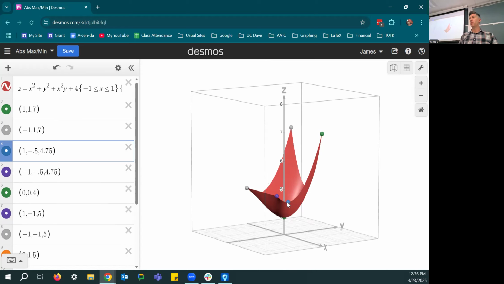So hopefully this helps you see the idea of what's happening, why we're testing all the things. Because the corner could give you a max or a min, or a real critical point in the middle could give you a max or a min, or it could have been possible that this point on the boundary could have been your maximum or minimum. Kind of neat. I do think it's kind of neat.